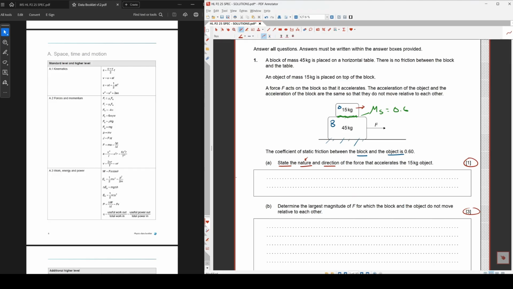Yeah, it must be to the right because the 15 kilogram object is at rest, and then you pull down here and it starts moving to the right. That's the way the friction force is. You know, think about it, picture it. Okay, so it's friction. I should be specific.